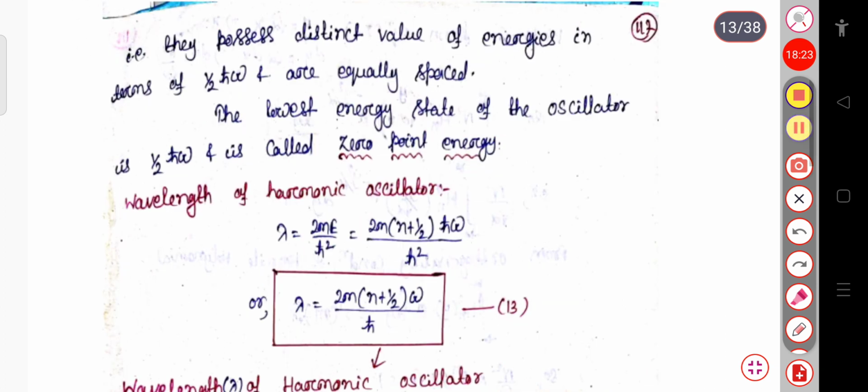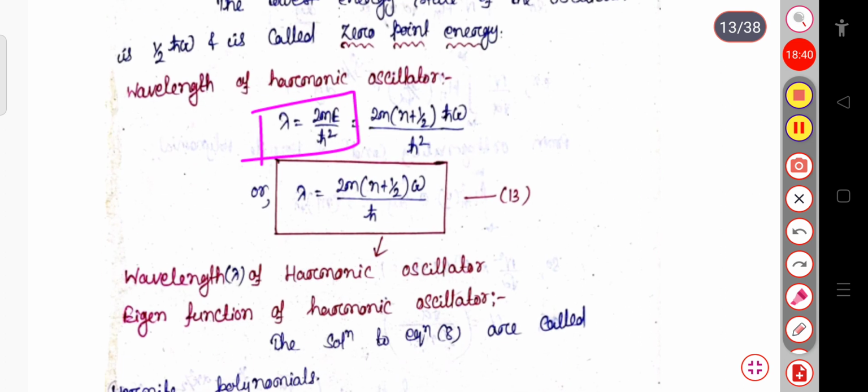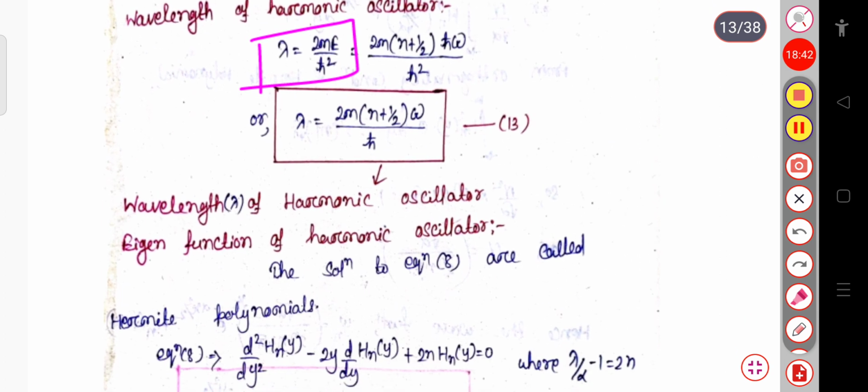Now we will see the wavelength of the harmonic oscillator. We have considered lambda to be 2mE by h-bar square, and here we have substituted the value of E, that is (n plus half) h-bar omega. So if I write the value of lambda finally, lambda equals 2m (n plus half) omega divided by h-bar, where one h-bar is cancelled with the h-bar square. The final expression is lambda equal to this, and that is the wavelength of the harmonic oscillator.